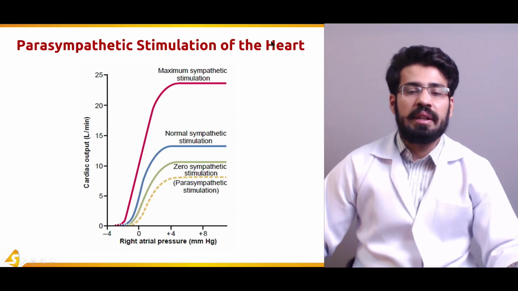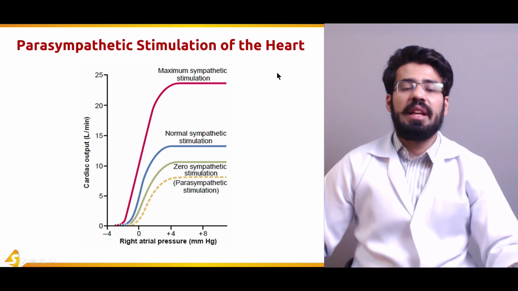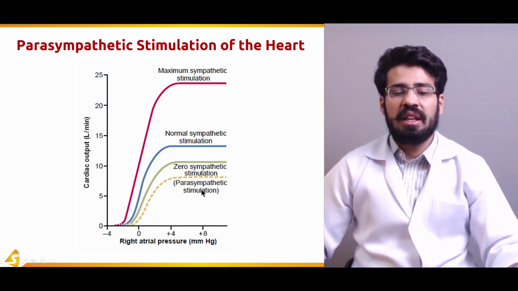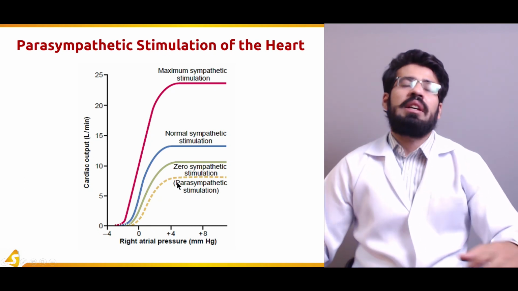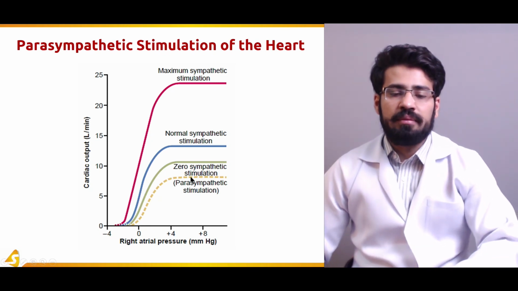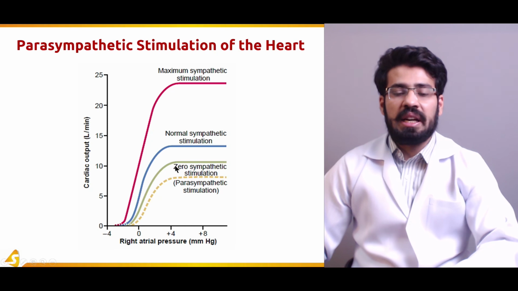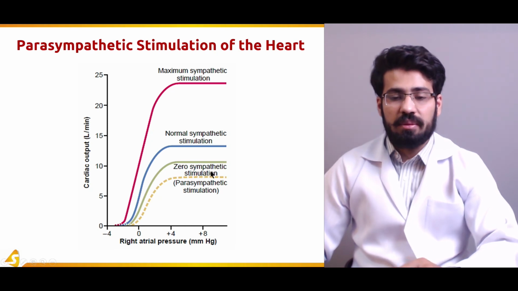Now in this particular slide, the parasympathetic stimulation of the heart is mentioned. The heart can pump from 0 to a maximum of about 7 liters per minute of blood in the absence of sympathetic stimulation.